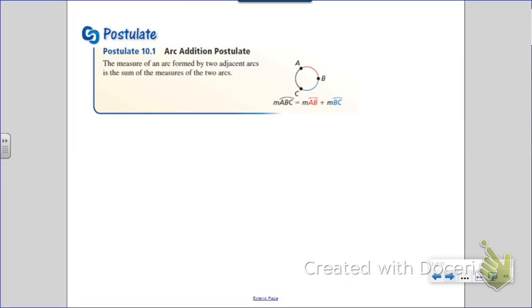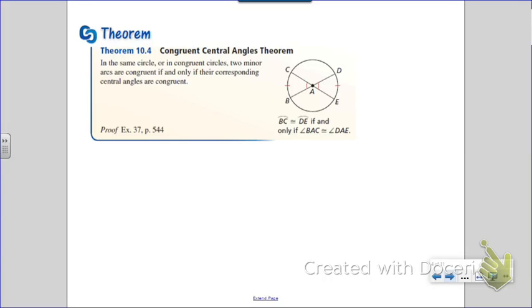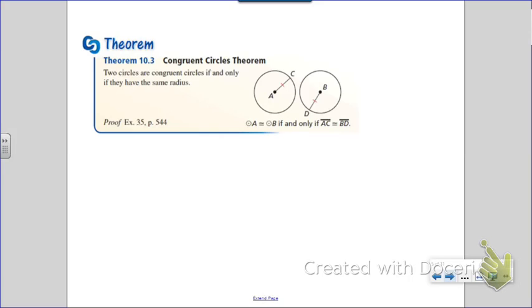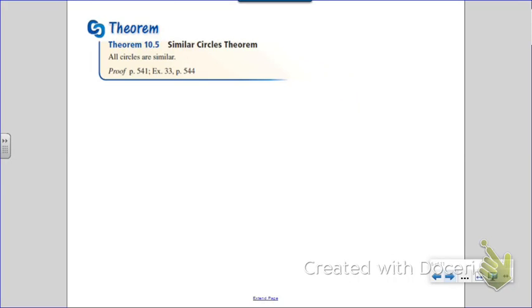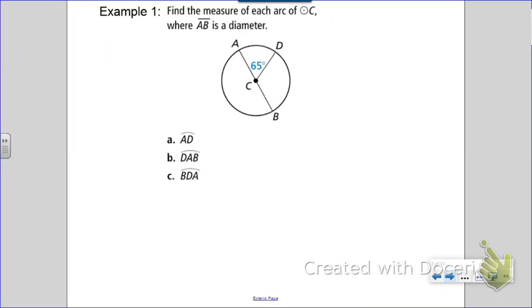If you want to find a major arc or two adjacent arcs, add them together. If two arcs are the same measure, then the angles will be the same measure. We know this because we have vertical angles, which are the same, which makes the arcs congruent, or the same. If two circles are congruent, then they're going to have the same radii. And all circles are similar.